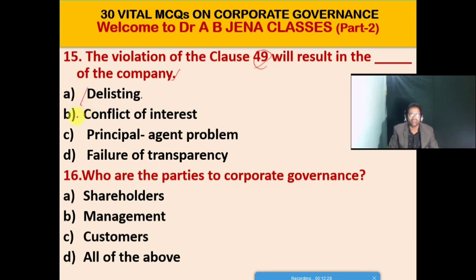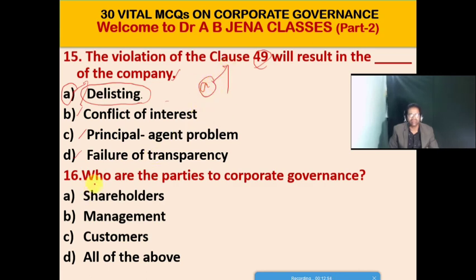A. Its delisting. B. Its conflict of interest. C. Its principal agent problem. D. Its failure of transparency. Friends, so A is the right option for this MCQ. Violation of the Clause 49 will result in the delisting of the company. So A is the right option for this MCQ.